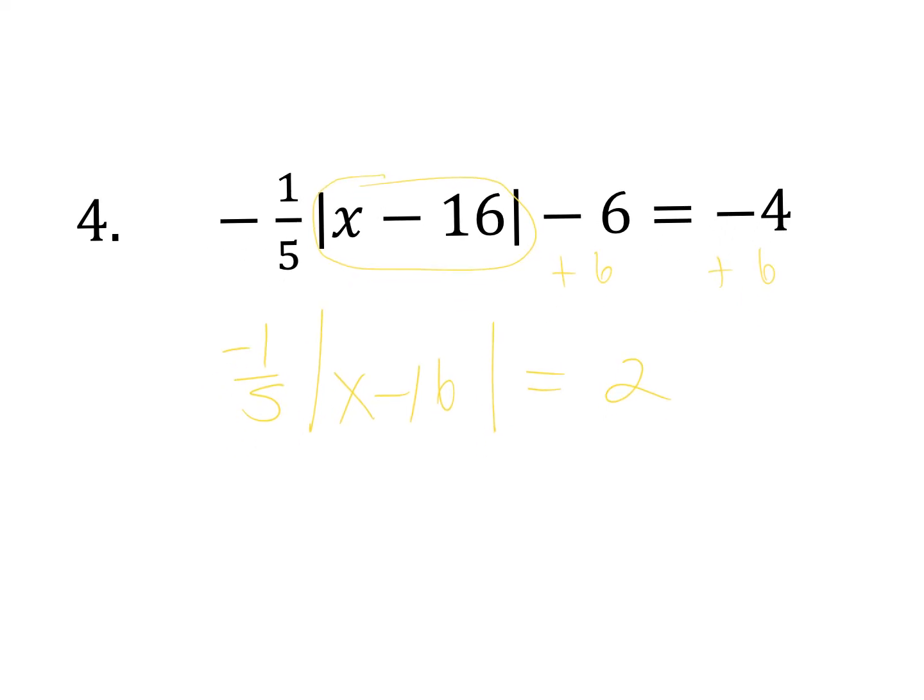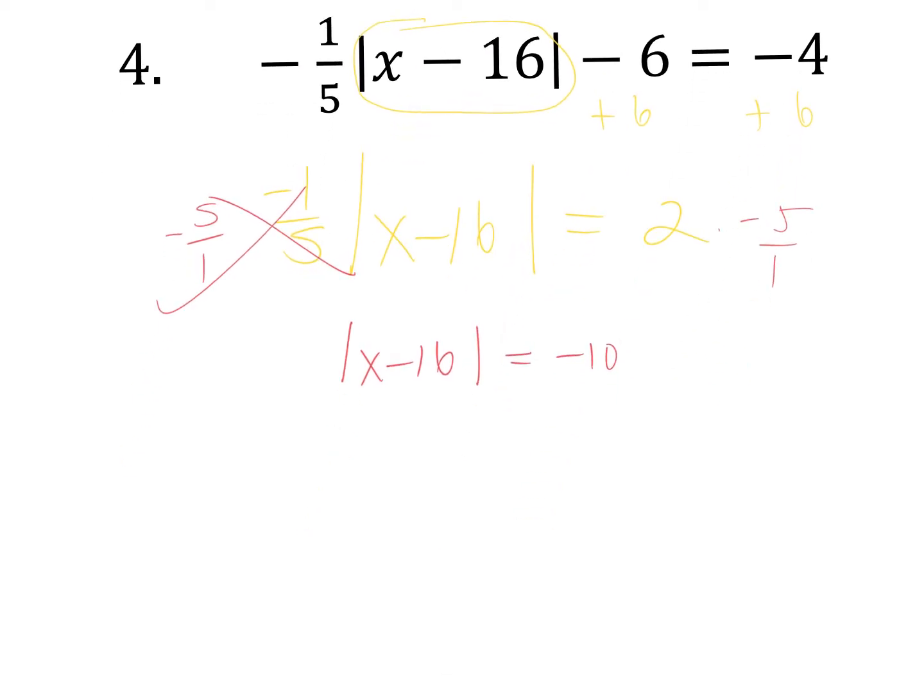How do you get rid of multiplying by 1/5? Multiply negative 5 to both sides. You multiply by the reciprocal, 5 over 1. Now, you could do 5 over 1, and then you'd have to multiply or divide by negative 1. I would go ahead and get that out of the way. I would just multiply this side by 5 over 1, and this side by negative 5 over 1. So you have the absolute value of x minus 16 equals negative 10.